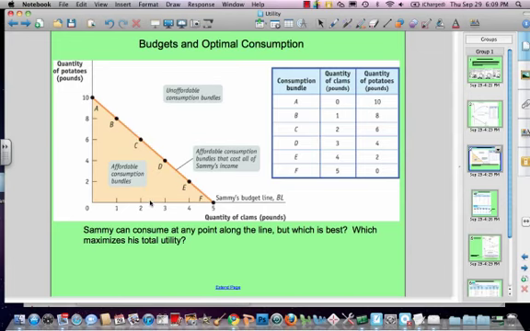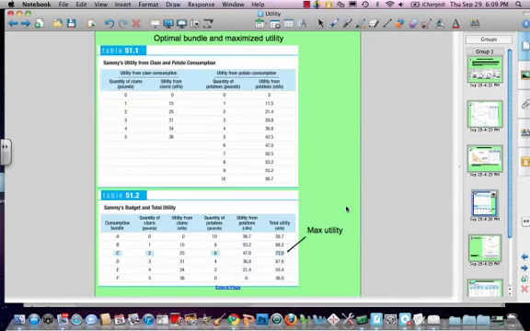This should look very similar to the production possibilities frontier. Now, Sammy can consume at any point along the line, but which is best for him? Where should he be consuming? Which maximizes his total utility, or total satisfaction?